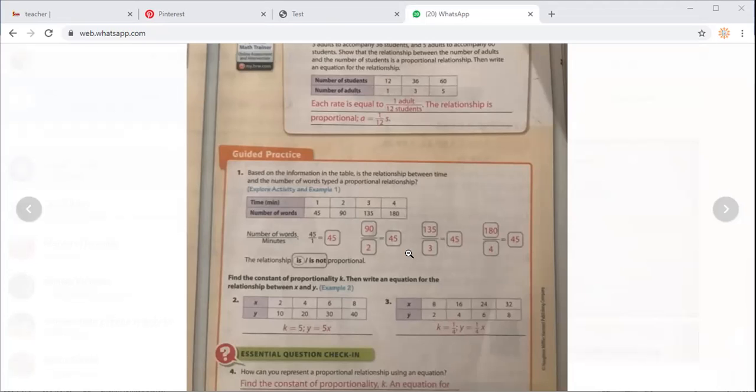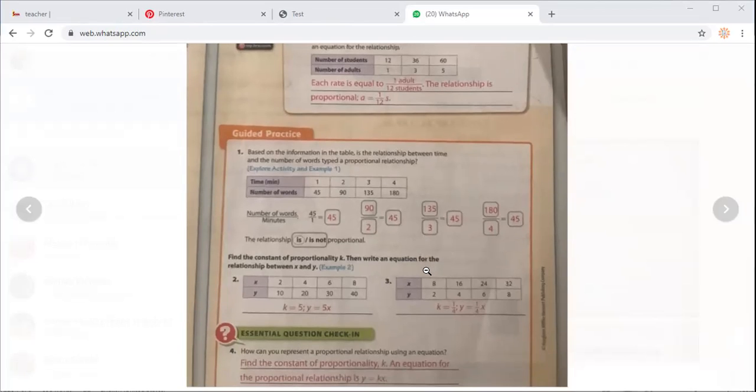Y represents what in this table, grade 7? It represents the number of words. Words, right? So we can write W equals 45T, in which W represents the number of words and T represents the time per minute. Understood? Yes. Any questions so far to this point? No. Let's move to the next question.